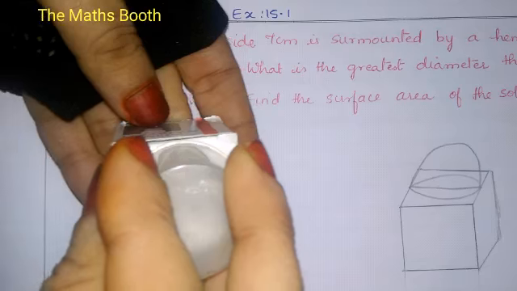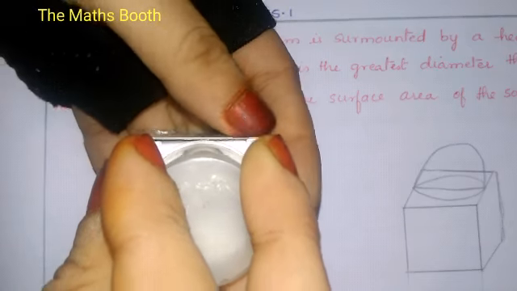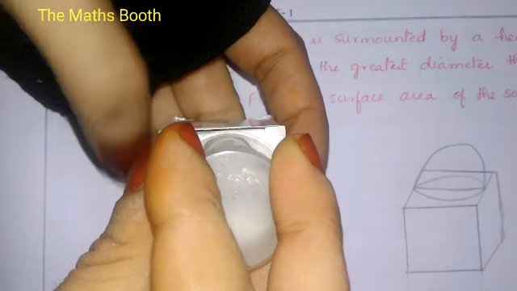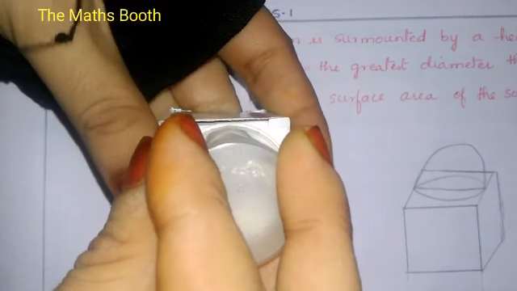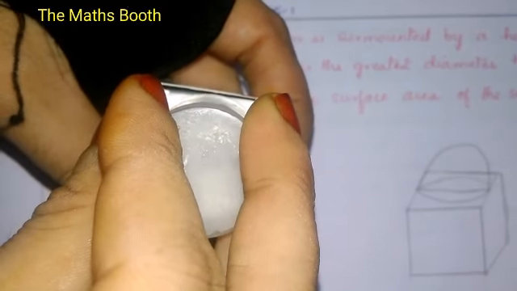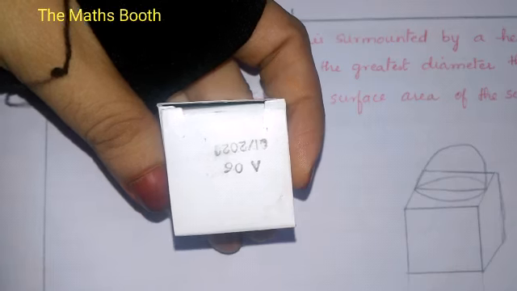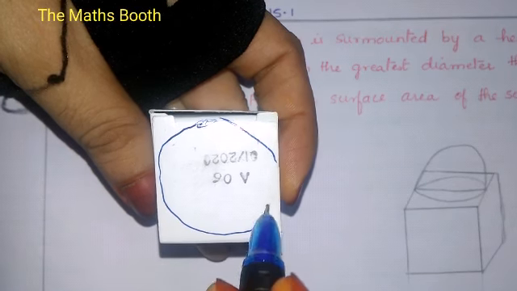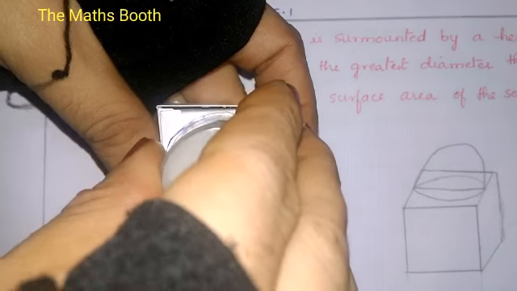Now find the surface area of the solid. So how can we find the surface area of the solid? Total surface area of the cube minus the surface we cannot touch. We can touch this side, this side, this side, but we can't touch this side. This side will be covered by the hemisphere. So here we should minus this part, this circular part where the hemisphere is surmounted. This part we should remove.